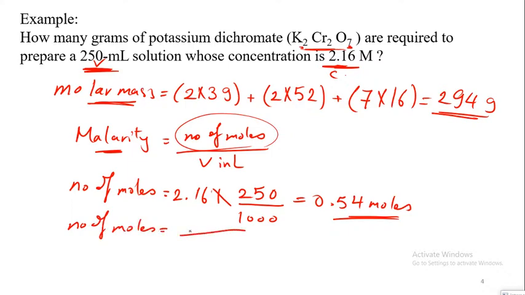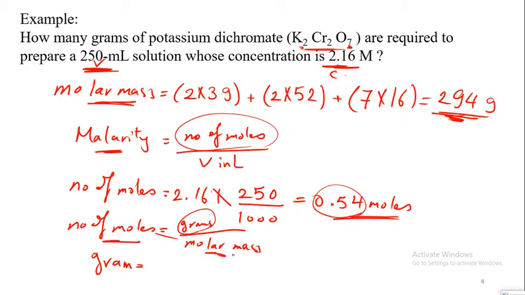So the number of moles is also equal to grams over molar mass. From that, I can get the number of grams by multiplying the number of moles, which I got from the previous step, by the molar mass, which I got in the first step, to get my grams. So the grams of potassium dichromate would be equal to the number of moles, which is equal to 0.54, multiplied by my molar mass, which is equal to 294. That would be equal to 159 grams.